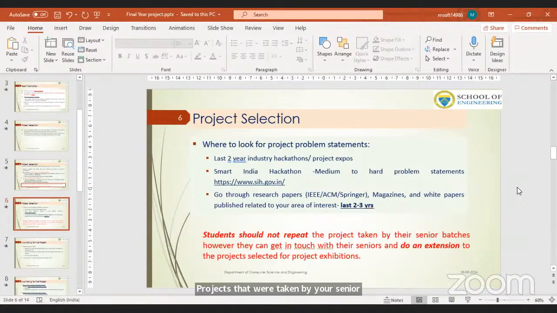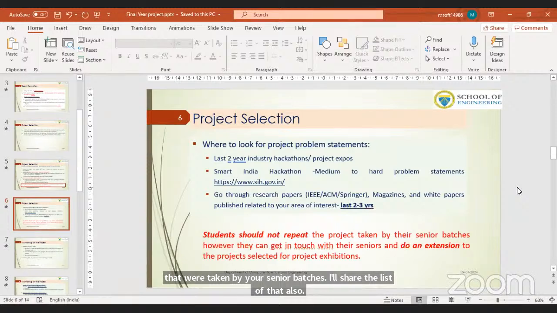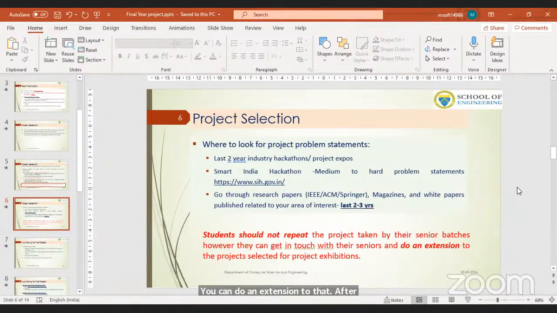You can do an extension to that after talking to the professors or the students and communicating to your guides. Otherwise, if the projects are the same, when we are scrutinizing, we will be eliminating all the repeated projects, either repeated from the previous batch or repeated within your batch. Make sure you are checking when you are entering in the Excel sheet that the projects are not repeated.